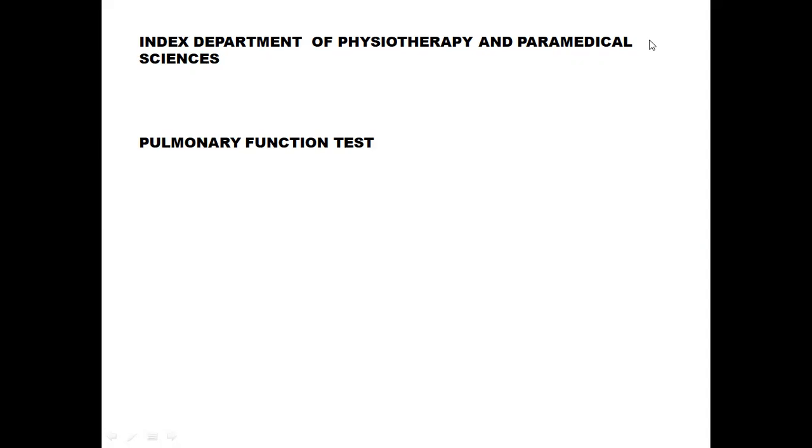Good morning, students. So today's topic of our lecture is pulmonary function test.